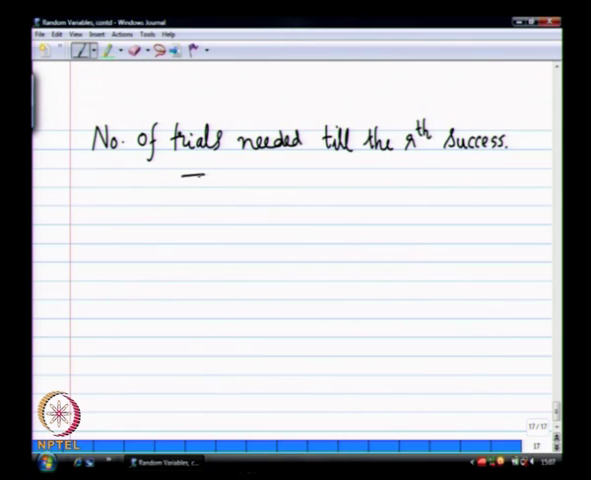Okay, so let us call this variable tr. Then the probability that this variable tr, right, so what is the probability of needing n trials?